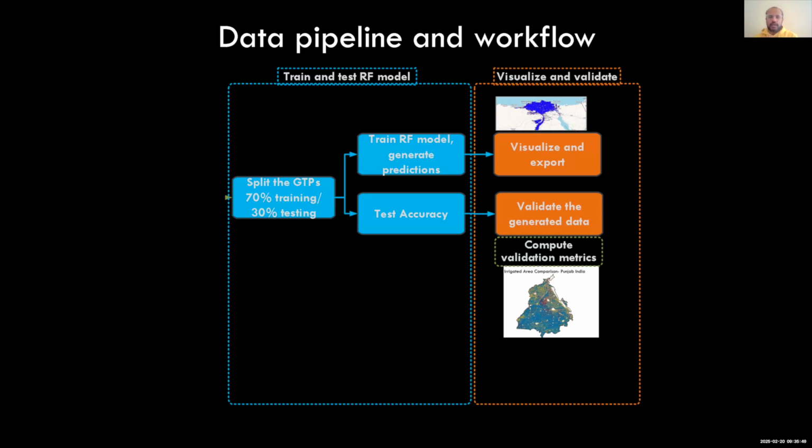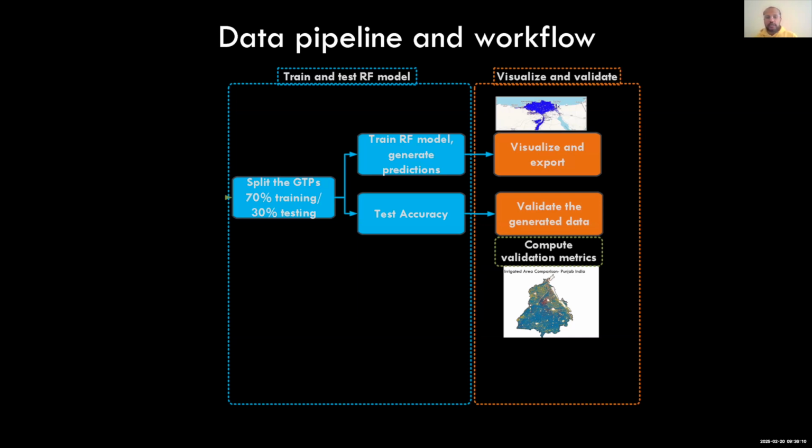Then the model, along with the ground truth points and the NDVI, will characterize each pixel based on its spectral signature, as well as on the characteristics of the ground truth points, and try to generate a prediction for each pixel of whether it's irrigated or not.